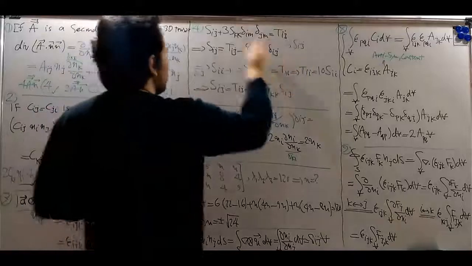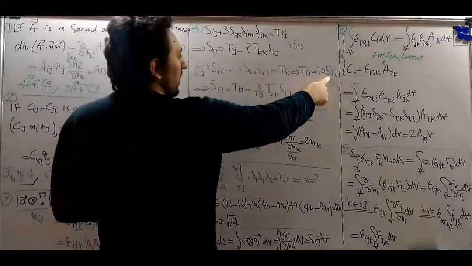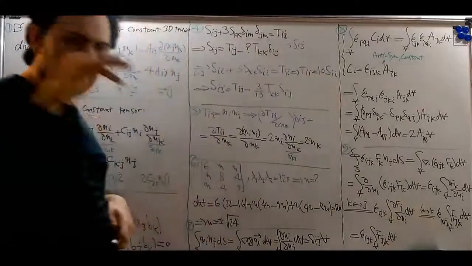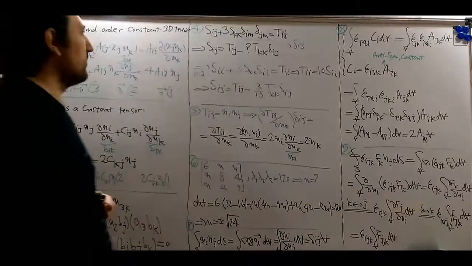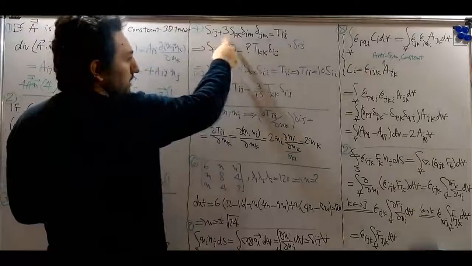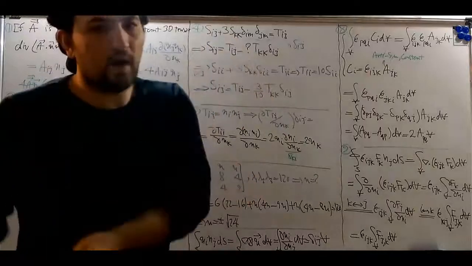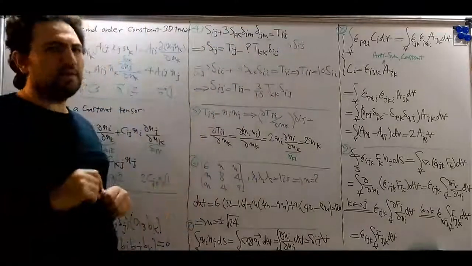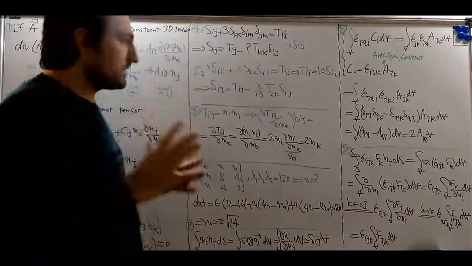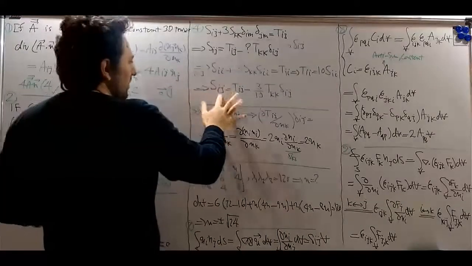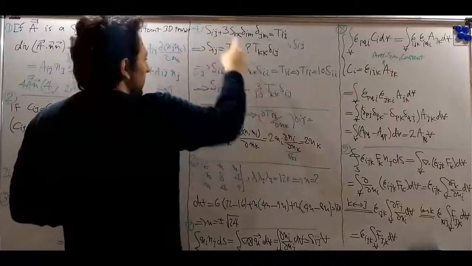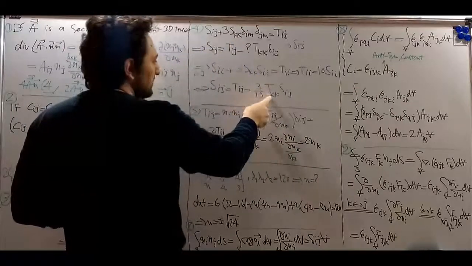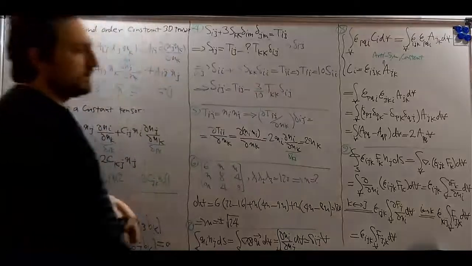So replace this relation here. S sub ii is 1 over 10 times t sub ii, 1/10 of t sub ii. So s sub kk, which is equal to s sub ii, because i is a dummy index. So s sub ij equals t sub ij minus 3 over 10 t sub kk delta ij.